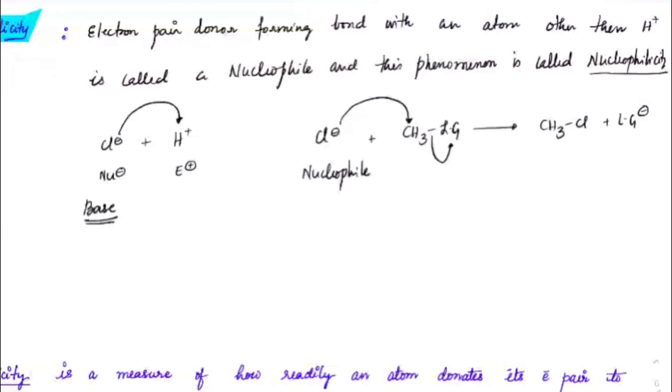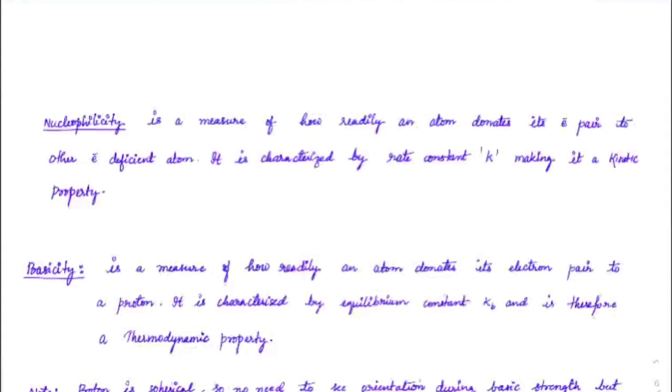So in short, nucleophilicity is a measure of how readily an atom donates its electron pair to the other electron deficient atom. It is characterized by rate constant K, making it a kinetic property. Very important point here: nucleophilicity is always about kinetics. So it is going to be a kinetic property.